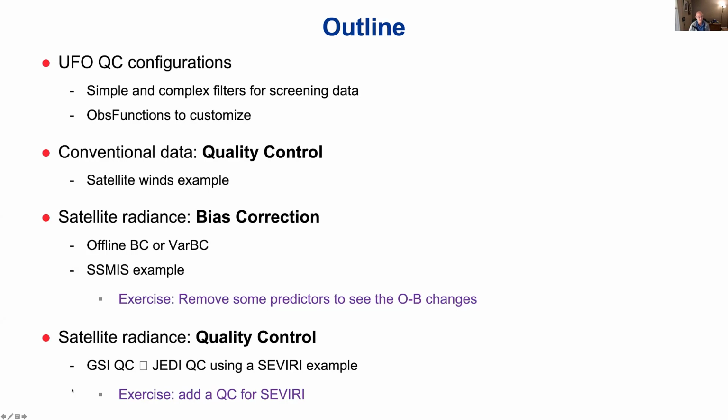This does sort of follow the practical that we just had yesterday with the satellite winds example and the quality control of satellite winds. Then we'll switch over to Wei Han to take over for the satellite radiance work, and he'll go over bias correction. He'll show you some better plots today that go along with what was seen in the exercise yesterday. And he'll wrap it up with the satellite radiance quality control. So bias correction first, quality control second in the radiance data.